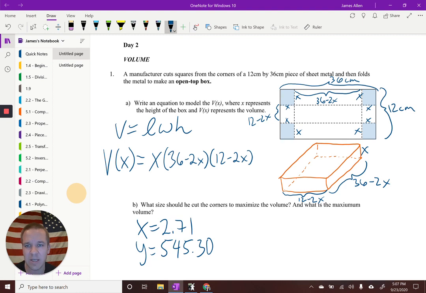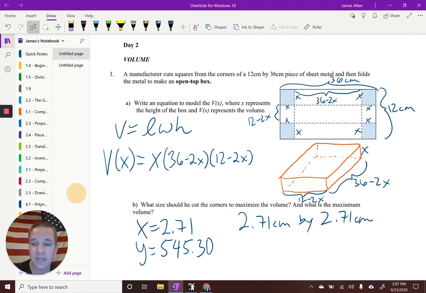Well, the x value is, in fact, my height of this box, isn't it? So, how should he cut the corners? Well, it's x by x for cutting the corners. So, 2.71 centimeters by 2.71 centimeters. All right, that's the first part.